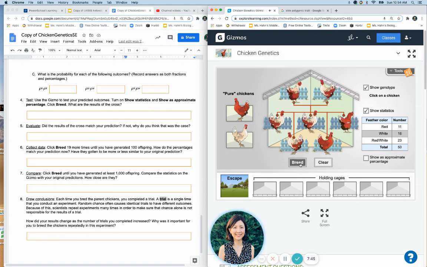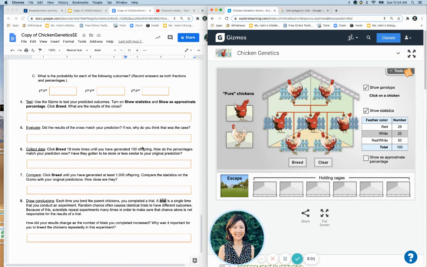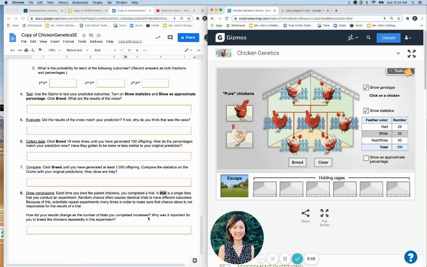Okay, and your results are going to be slightly different than mine. And here are some better percentages. And since it's out of 100, this is now 28%, 22%, and 50%. So you're going to compare it to these percentages that you got with your Punnett Square. And then that's about it.